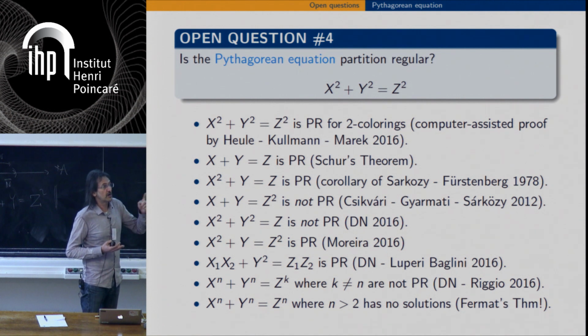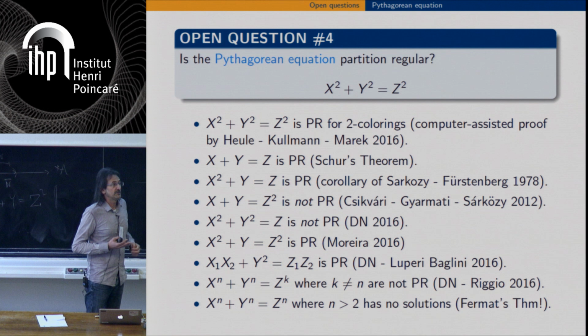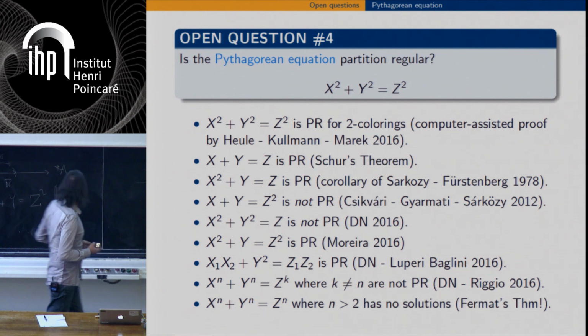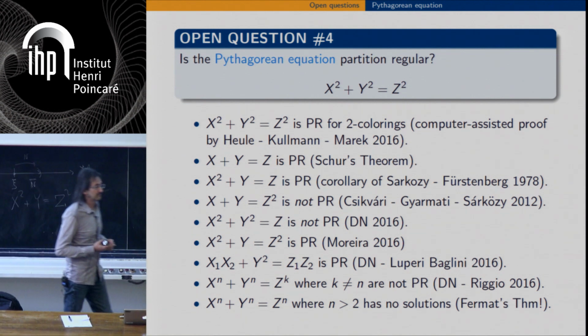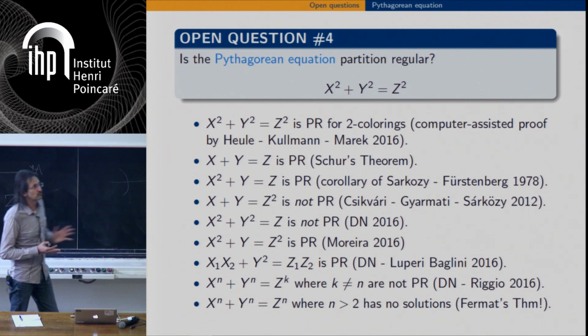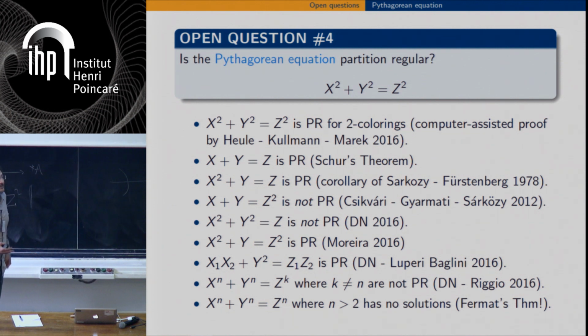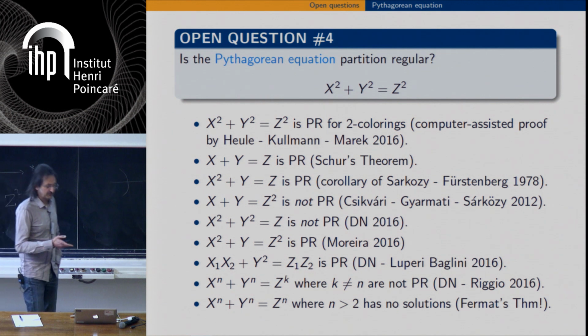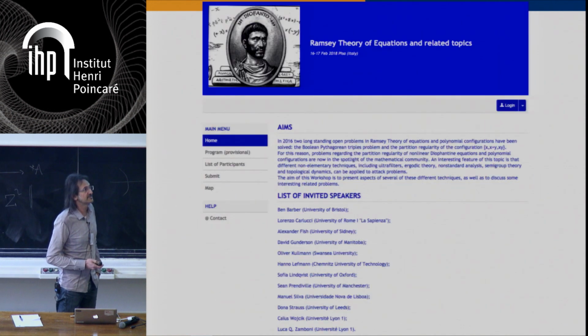x squared plus y equals z squared is partition regular, proved by Mauro, but as I mentioned, this is also a straight corollary of the theorem that I mentioned before. And one can play a little bit with variables. In any case, if someone finds a proof of this partition regularity, it would be nice.